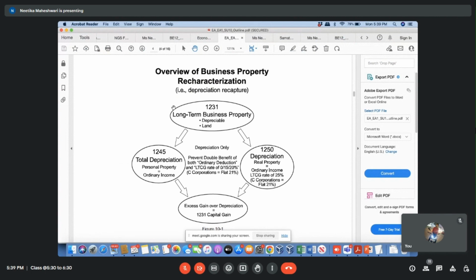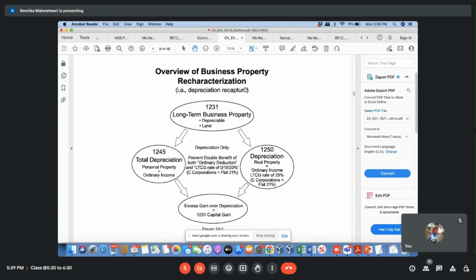Okay, let's look into this example. It is a very good example. The way it has been pictured here will help us understand an overview of business property recharacterization. Recharacterization means depreciation recapture, something that has to do with depreciation. The moment we talk about business property, we are not talking about inventory or receivables or any current asset kind of property, because there's no depreciation there. We're talking about fixed assets or other assets which could be depreciated or amortized. That's when all these rules come into the picture.